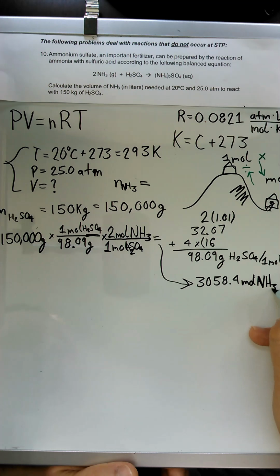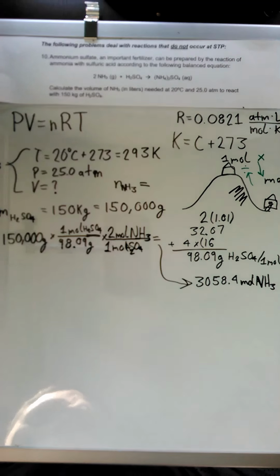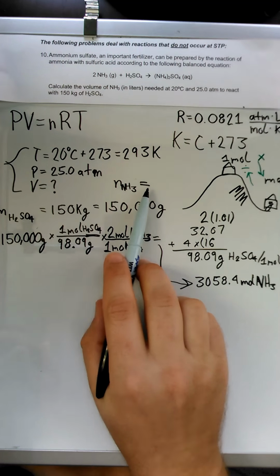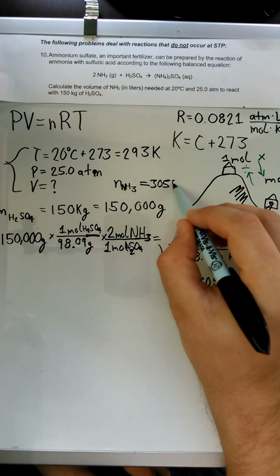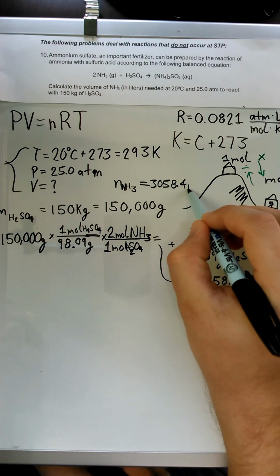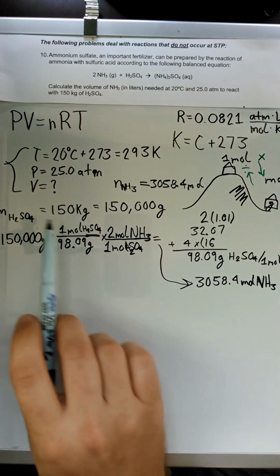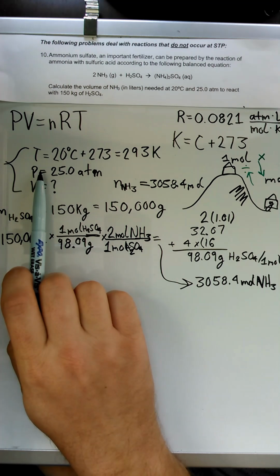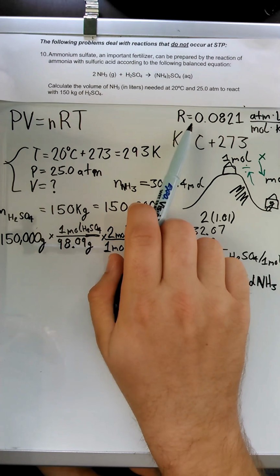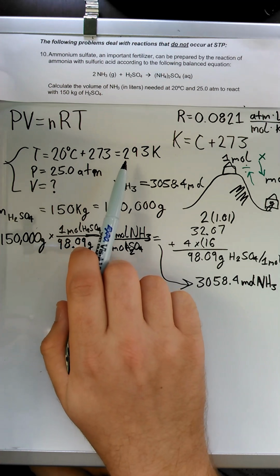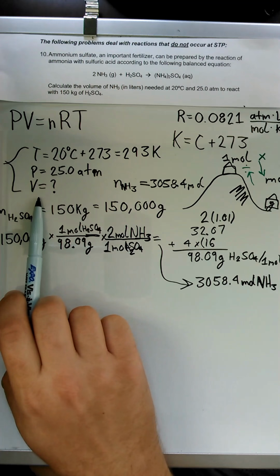Okay? So now we have our number of moles of ammonia, 3,058.4 moles. So we have our pressure, the number of moles, the R constant, and temperature in Kelvin. We can plug all these variables in to find our volume.